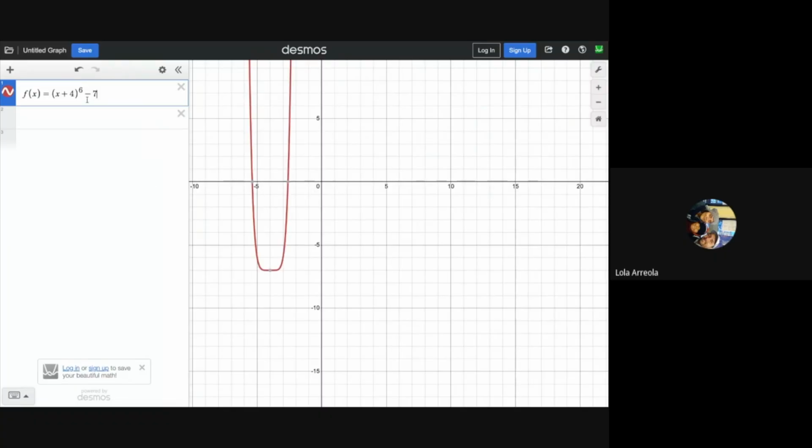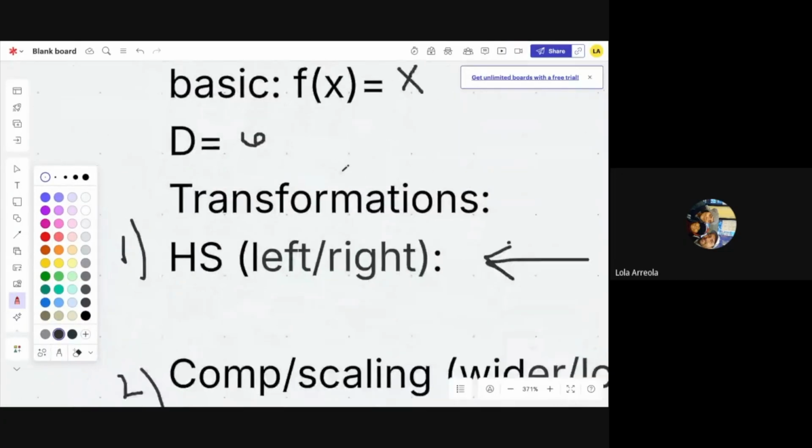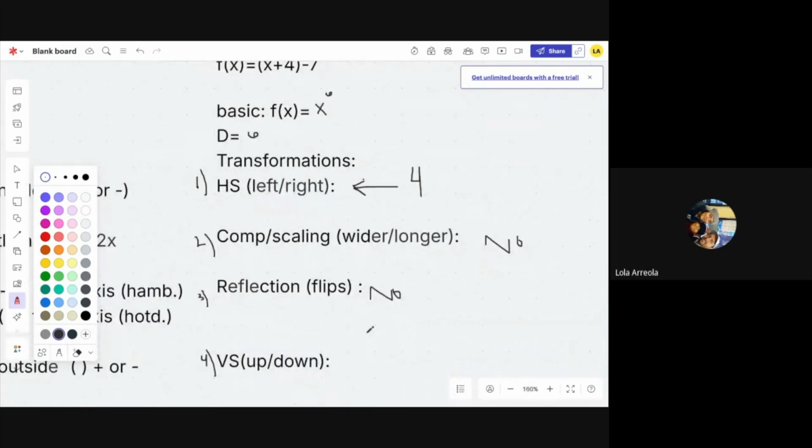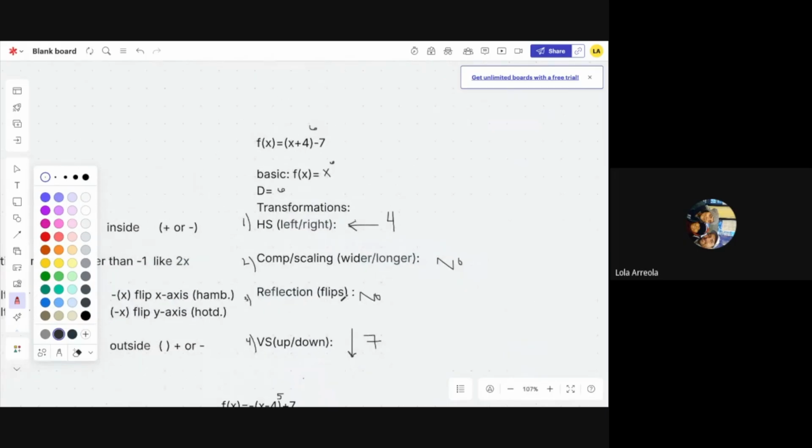And on top of that, finally, I have a vertical shift that picks up my graph and also moves it down 7 units. So for vertical shift, I don't have to think opposite. That -7 quite literally means down 7. However, that +4 for horizontal shift means to the left 4, not the right.